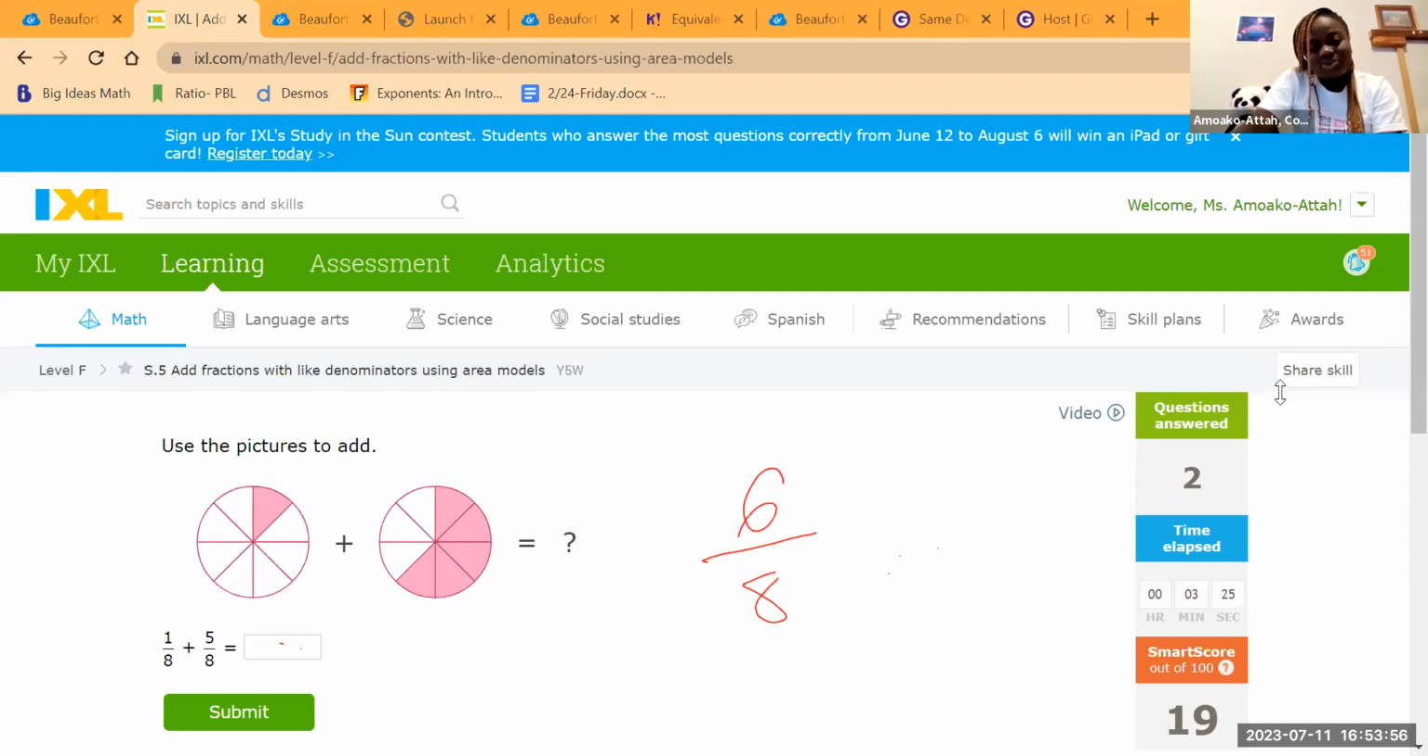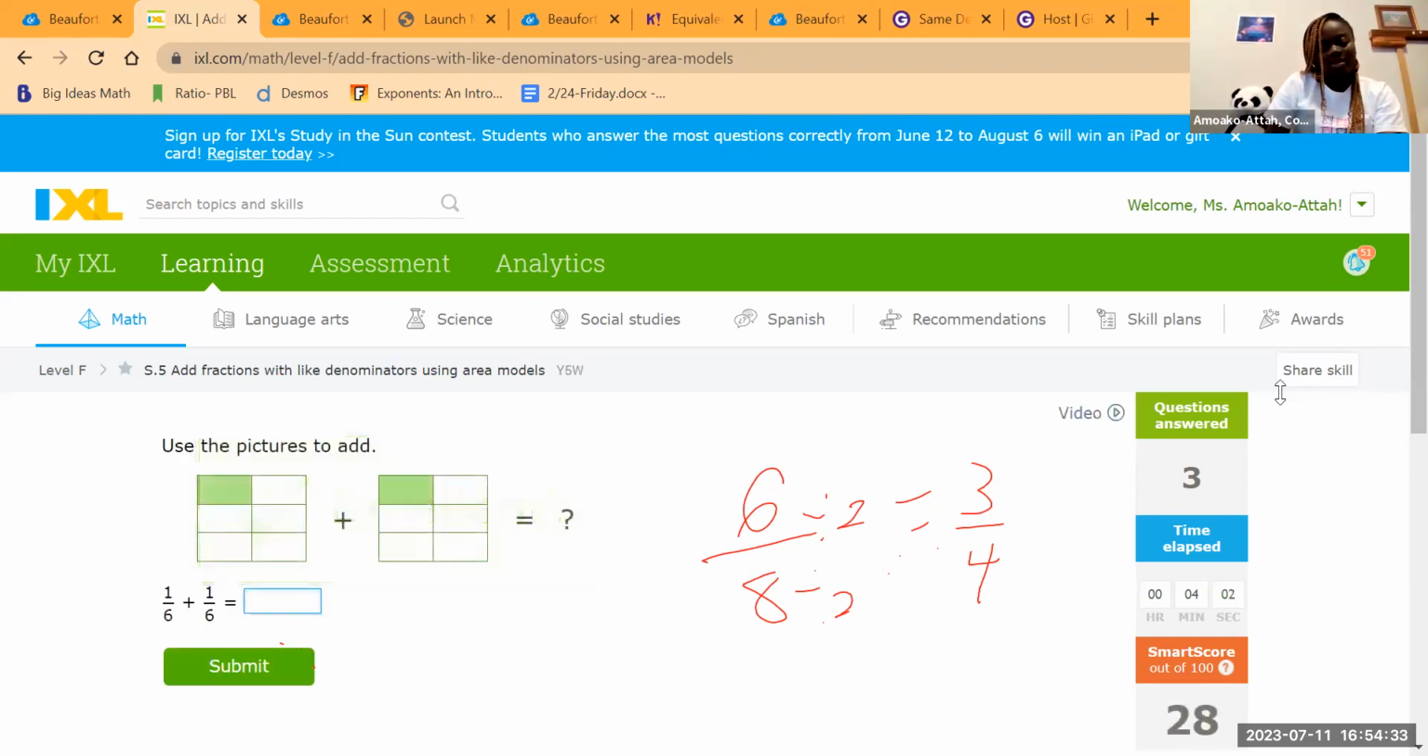But we need to simplify it, okay? Or we need to reduce it to the simplest form. So how do we reduce this to the simplest form? We pick a common number that can go into 6 and at the same time go into 8. So I am picking 2 because I can use 2 to divide this and at the same time divide that. And you are getting 3 out of 4. This is so simple. So we have the final answer to be 3/4. Good job, guys.